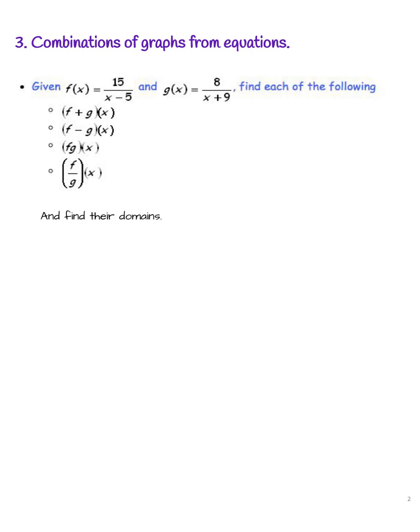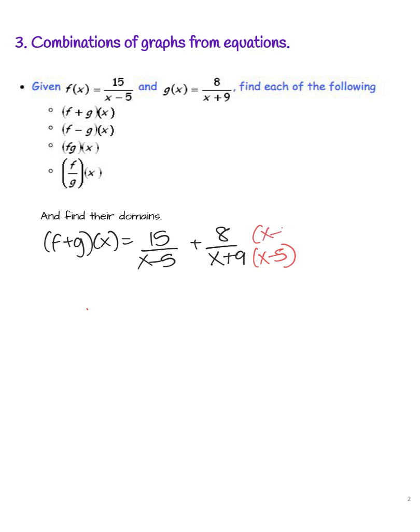Okay, so for the first one, now we're going to be adding these. So it's pretty simple. When I want to find f plus g of x, I'm just going to add 15 over x minus 5 plus 8 over x plus 9. And I know that this was giving you a little bit of trouble early on in the year, so I think it's a good idea if we actually do add them. So I would find a common denominator. Not multiplying through because it's not an equation, it's just an expression.